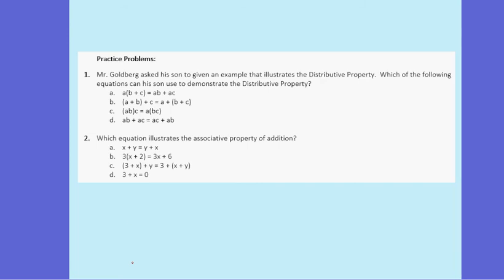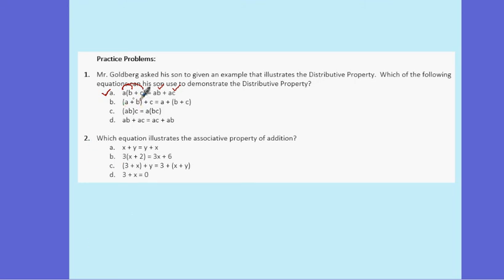Okay, Mr. Goldberg asked his son to give an example that illustrates the distributive property. Which of the following can his son use to demonstrate the distributive property? Here I have A on the outside. I know I would want to distribute. Let's see if it's equivalent. A times B is AB. A times C is AC. So right now I'm thinking choice A. But it's always a good idea to check all 4 choices before choosing your answer.